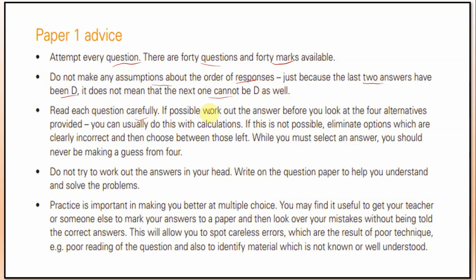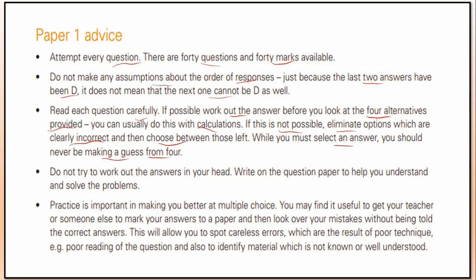Read the question carefully. If possible, work out the answers before you look at the 4 alternative answer options provided. This is very important, as I told you in the online classes, when you read the question there will be a hint about the main point. Then you will be able to get the exact answer. You can usually do this with calculations. If this is not possible, eliminate the options which are clearly incorrect and then choose between those left. While you must select an answer, you should never make a guess from the 4.